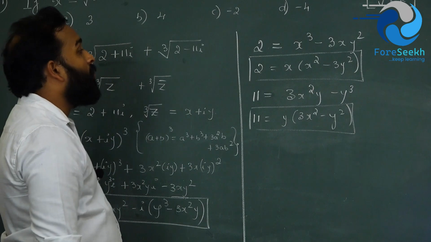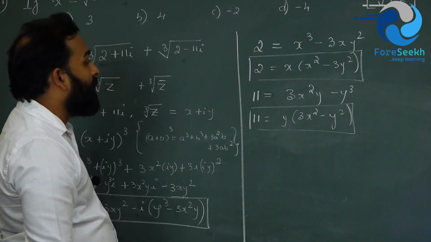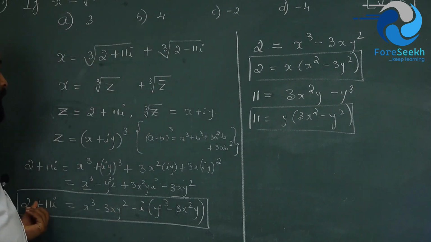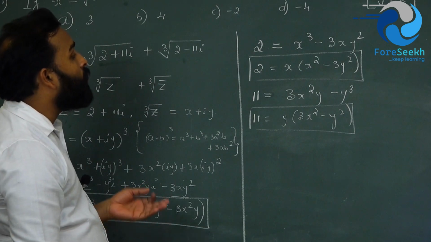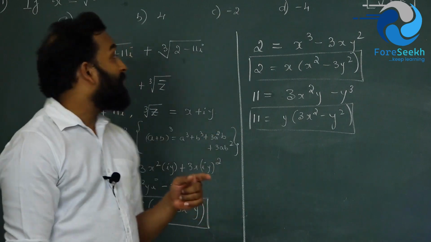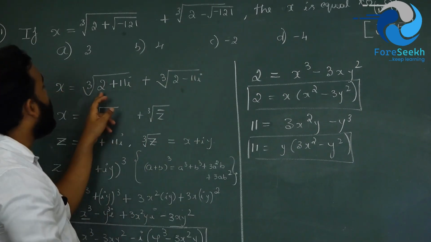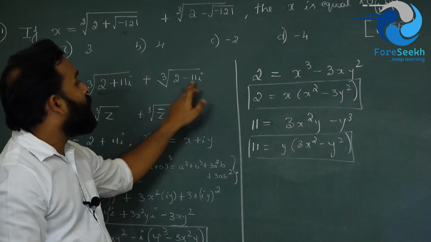If you notice, we got two equations here in terms of x and y. So what do we do after this? Now you know that we have to find the value of x plus iy. Once you get the value of x plus iy, you are going to find the value of x plus iy plus x minus iy, because x plus iy is a cube root of 2 plus 11i. So x minus iy will be cube root of 2 minus 11i.